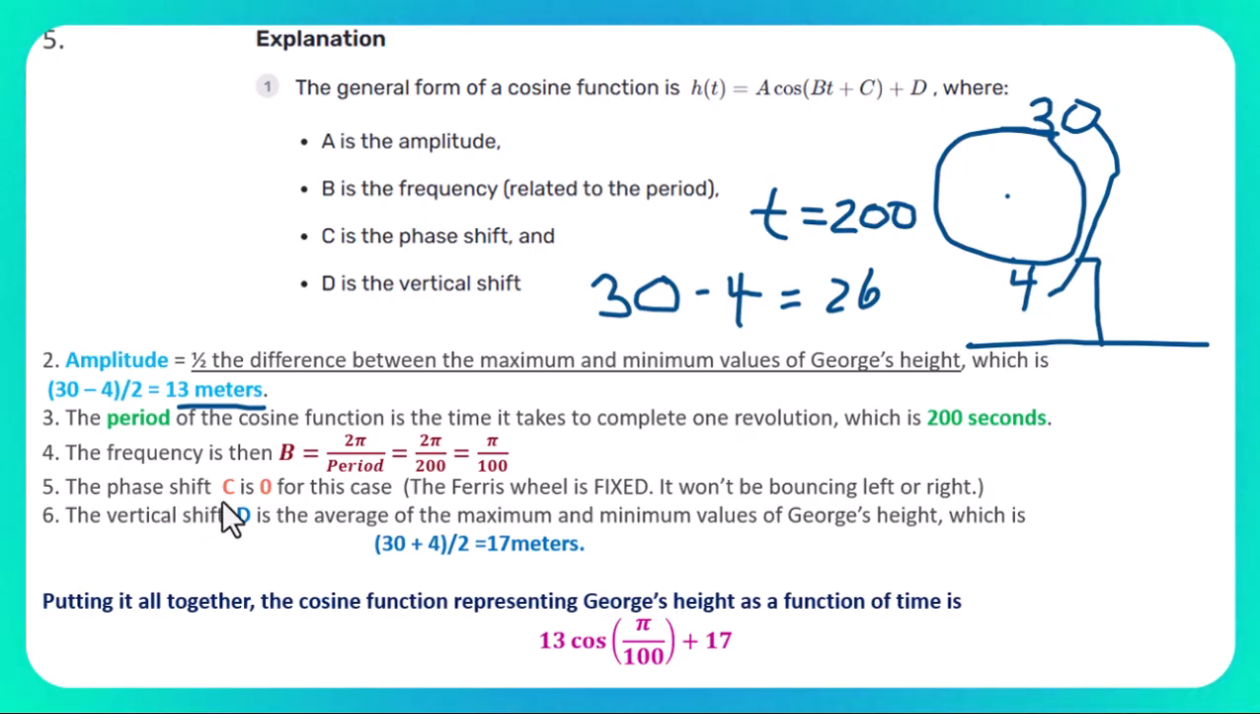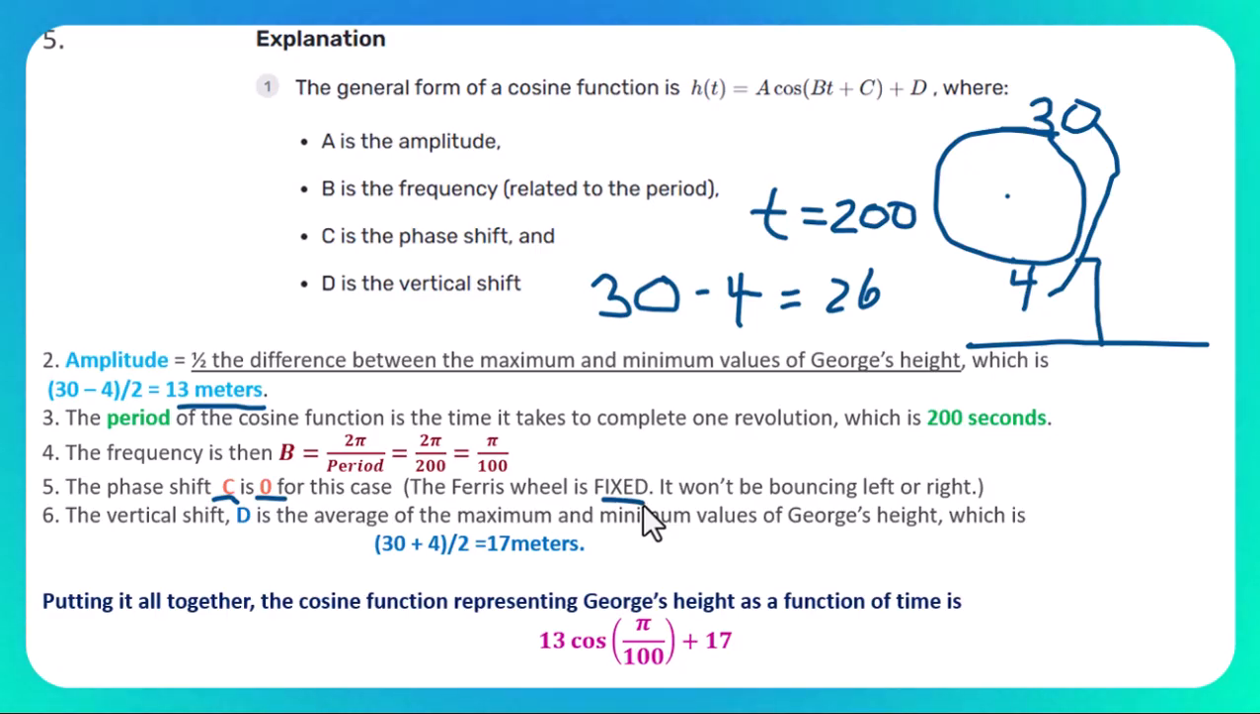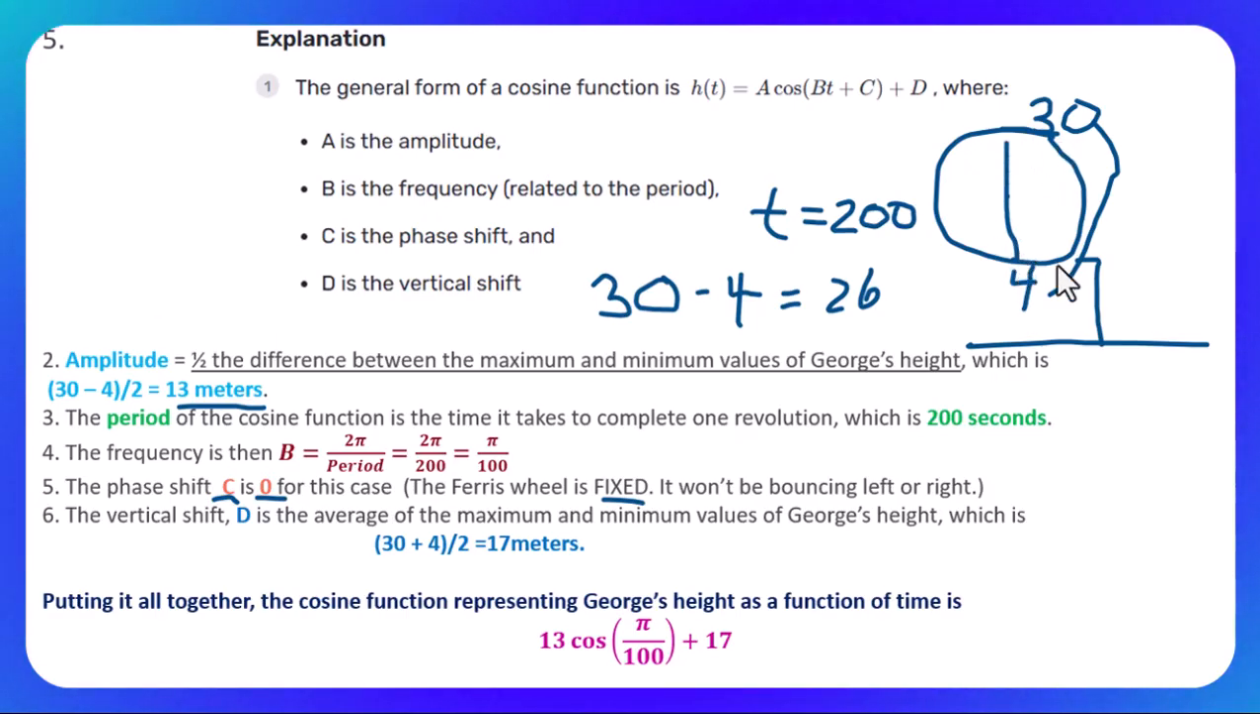All right, the phase shift is C, and what that means is moving left or right. Our Ferris wheel is not going to move left or right. It's going to be fixed. So we're not going to have a C. It's going to be 0. The vertical shift, going from down to up, is going to be 30 plus 4.